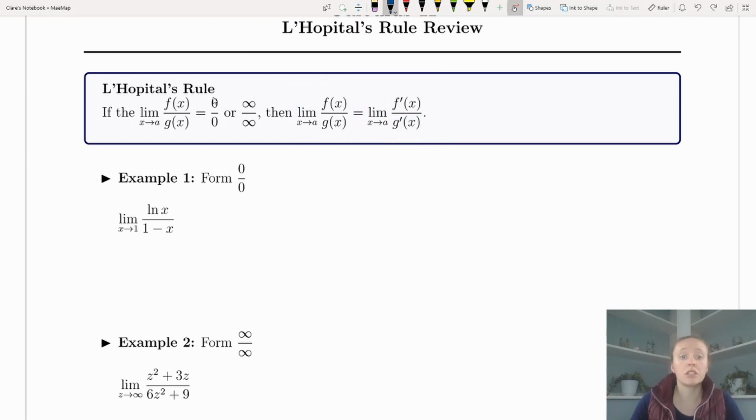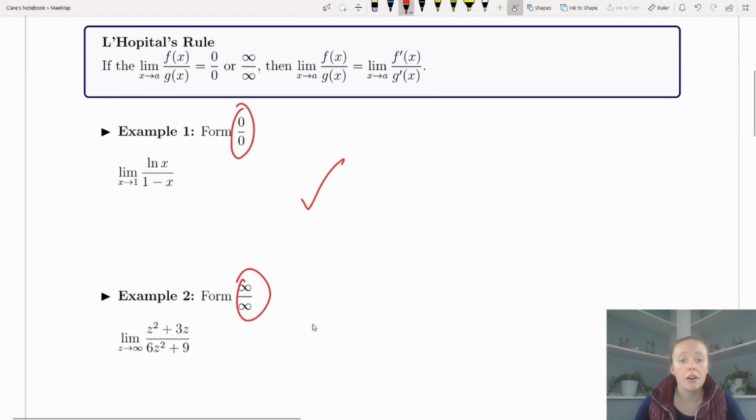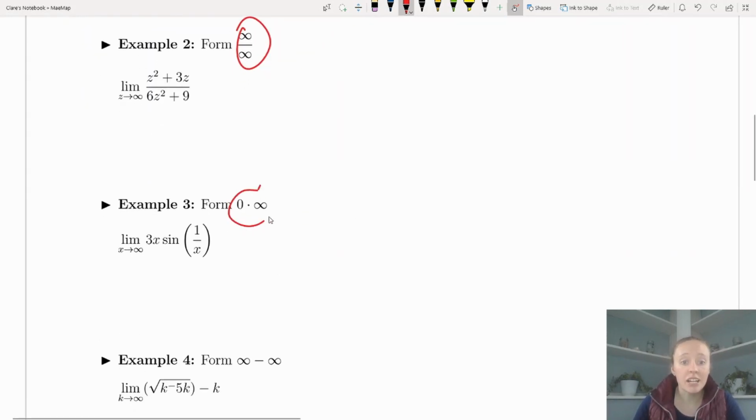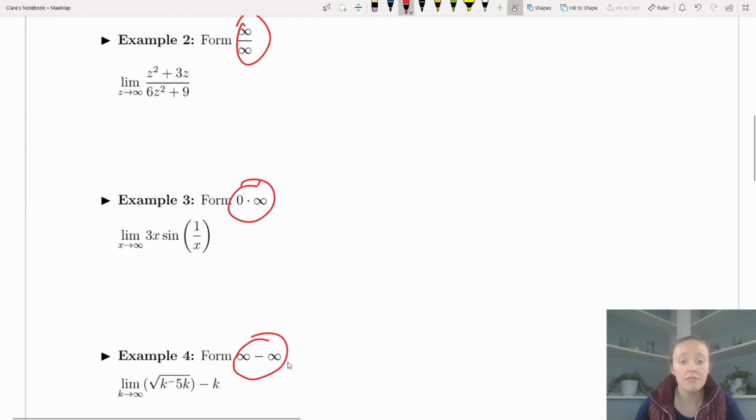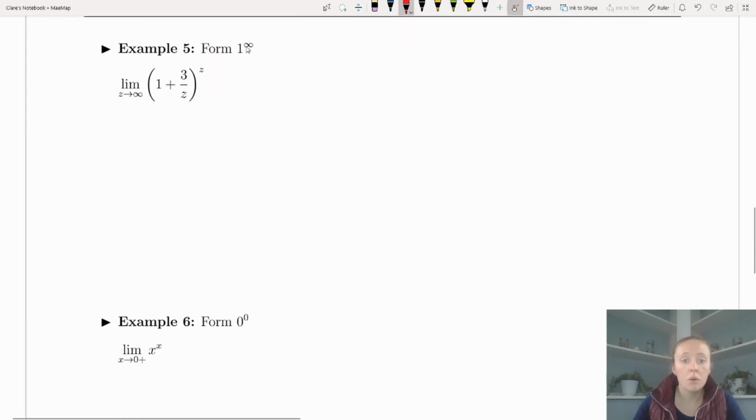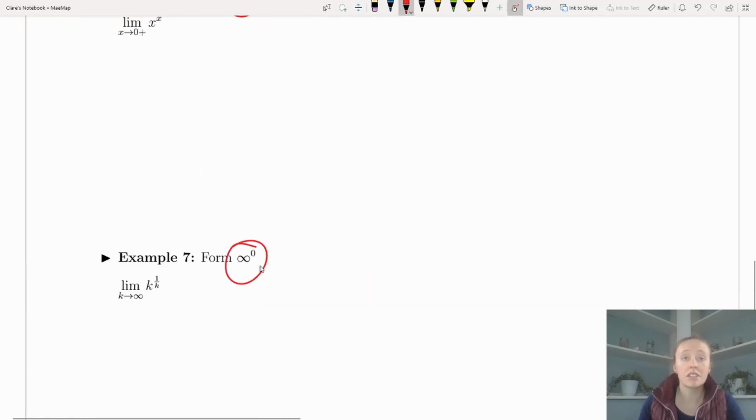And again, in order to use this equivalency, we need to have it in the form of 0 over 0 or infinity over infinity. Now there are a few different forms we'll be able to adjust. 0 over 0 and infinity over infinity are good to go. However, infinity times 0, infinity minus infinity, 1 to the infinity, 0 to the 0, and infinity to the 0 are other forms that we need to change to make 0 over 0 or infinity over infinity.